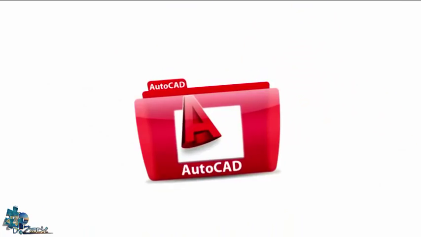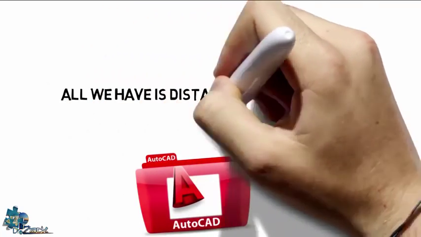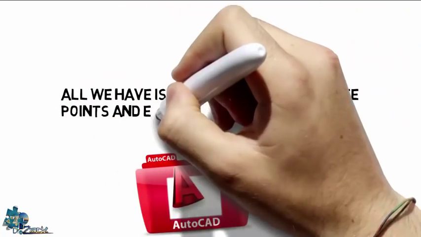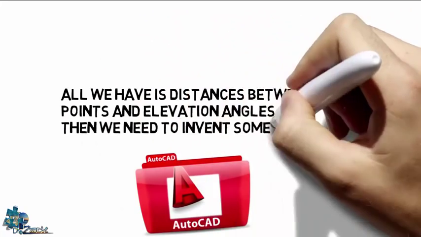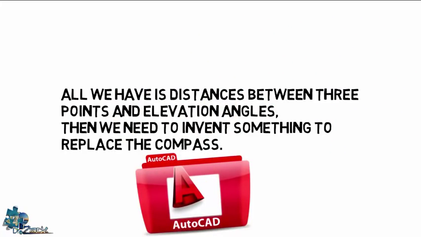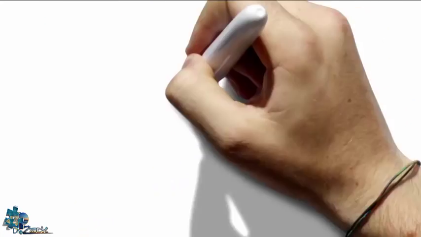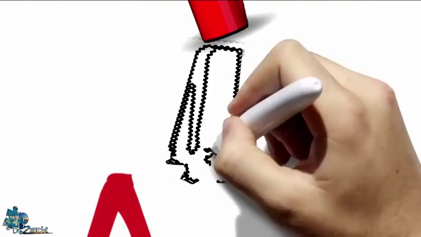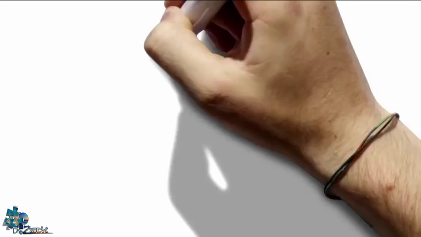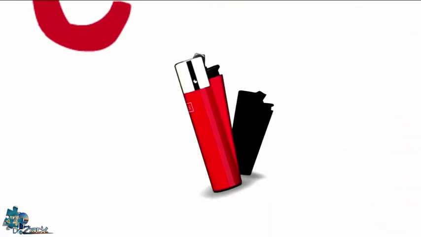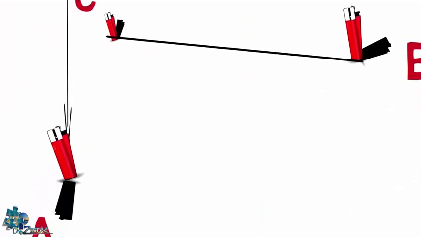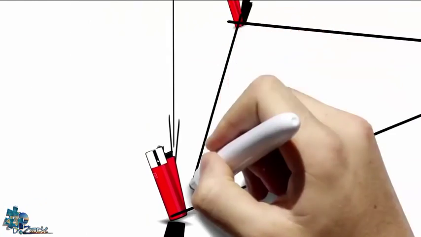So if we are going to draw this in AutoCAD, and all we have is distances between 3 points and elevation angles, then we need to invent something to replace the compass. And I got a pretty good idea. So these are the 3 points, A, B, and C. I'm going to need to place 3 objects on each point to get the shadows and to measure the elevation angles. And I'm going to measure the distances between these 3 points.